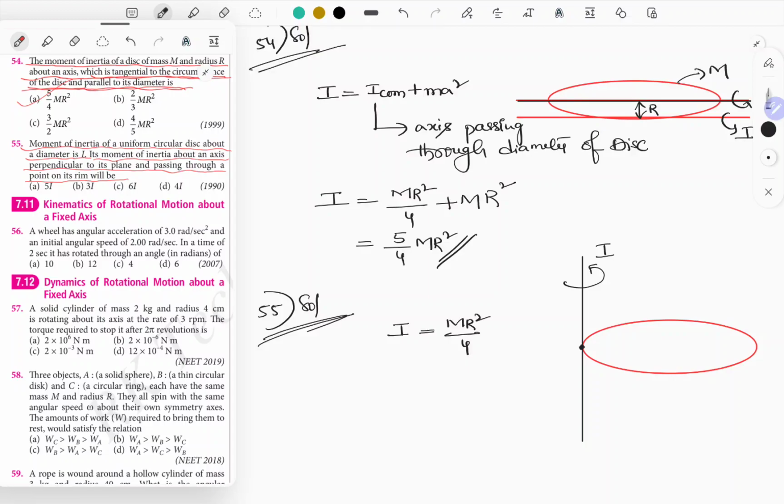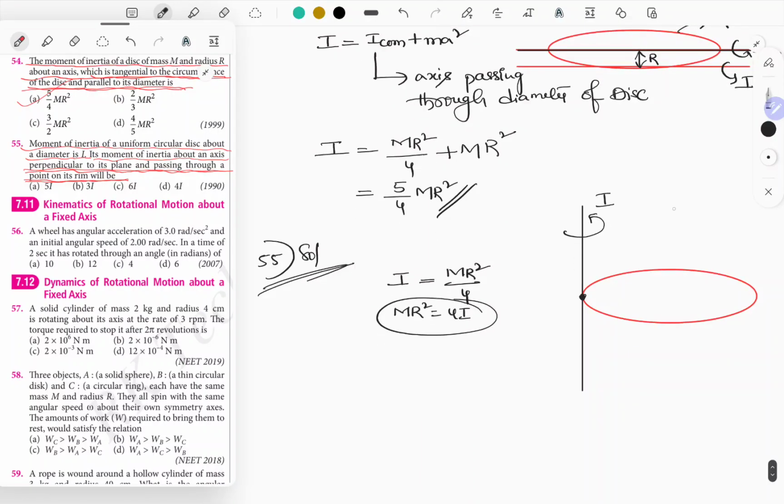Observe the representation. They said the moment of inertia about an axis perpendicular to its plane and passing through a point on its rim. This is the meaning of rim. So what's the moment of inertia through its diameter? We know that M r square by 4 is equal to I, so M r square is equal to 4I. Now let me represent the axis which is passing through the center of mass and perpendicular to the plane of the body. Now I need the moment of inertia. Let's say this is I dash.